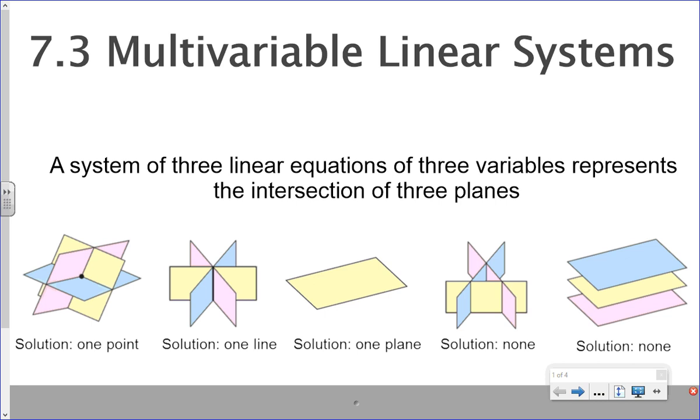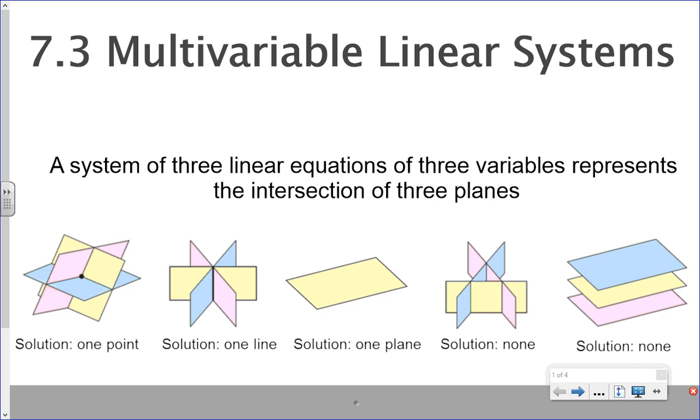We could have no solution, but that could look slightly different. We could have parallel planes, much like we have parallel lines in 2 dimensions. Or we could have the 3 planes all intersecting, just not simultaneously, and so they don't share any points in common between all 3.